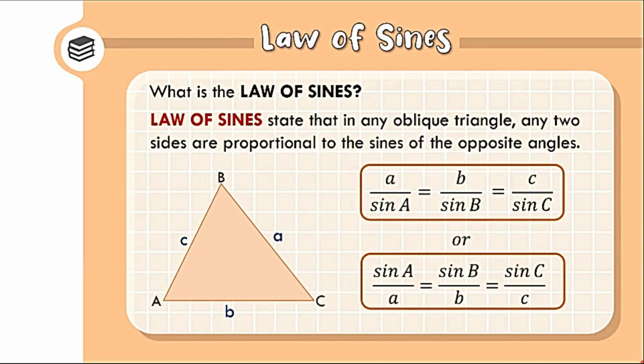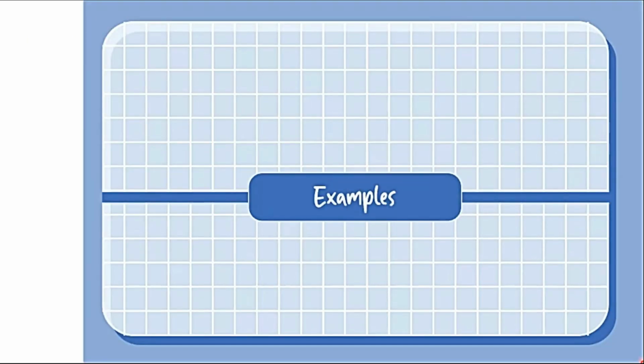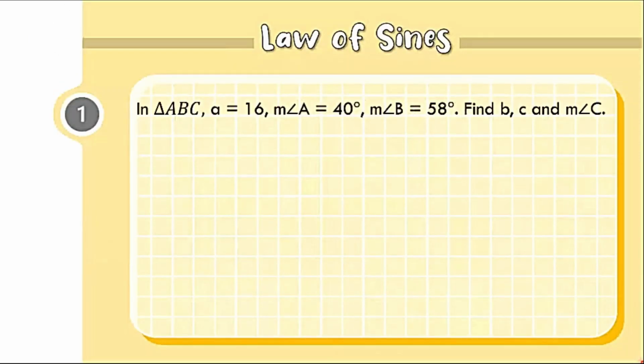So let us have the following examples of oblique triangles using the law of sines. Let us have the first one. In triangle ABC, a is equal to 16, the measure of angle A is equal to 40 degrees, and the measure of angle B is equal to 58 degrees. Let us find the length of side b, side c, and the measure of angle C.